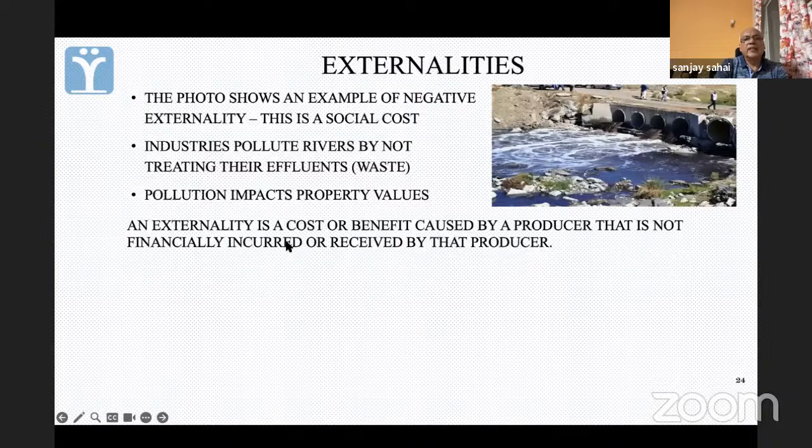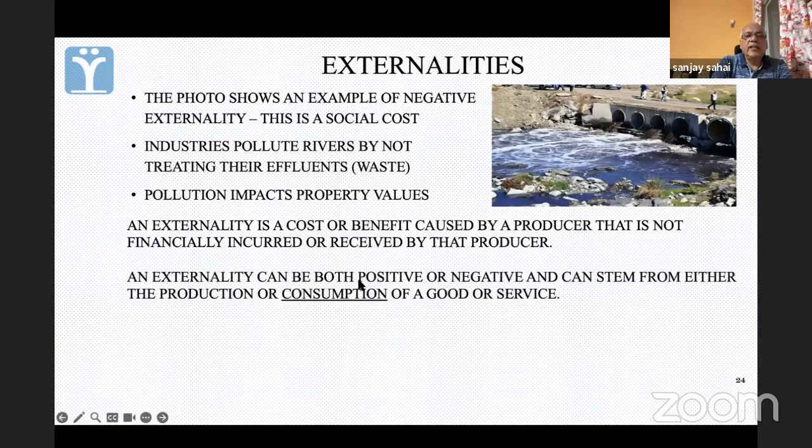So an externality is a cost or benefit. Benefits भी हो सकता है, caused by a producer that is not financially incurred or received by that producer. मतलब कि यहां पर जो कुछ भी हुआ है, इसका कोई फाइनेंशियल पार्ट is not part of a financial decision made by the company. इसके बारे में तो कंपनी एक तरह से सोची भी नहीं थी regarding this.